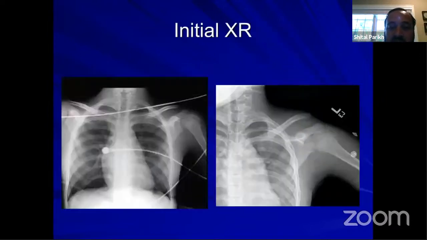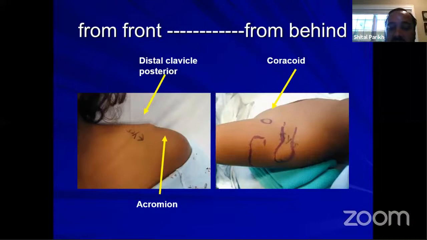This is an example of a type 4 dislocation, which is mainly a posterior displacement of the clavicle into the trapezius. And you can see here how it looks from the front when the clavicle is pushed back, and then from behind, this is the end of the clavicle. It's supposed to be aligning here with the acromion. Instead, it's been pushed back. And that is an indication to get it out of the trapezius and fix it.